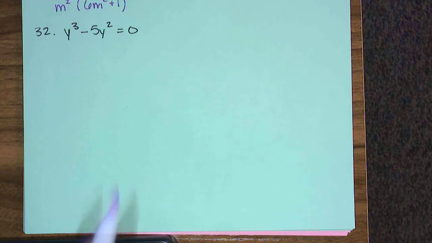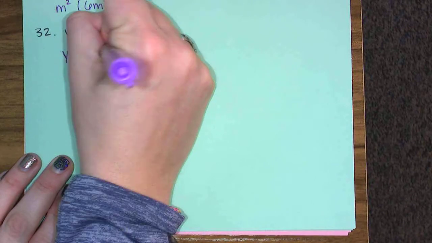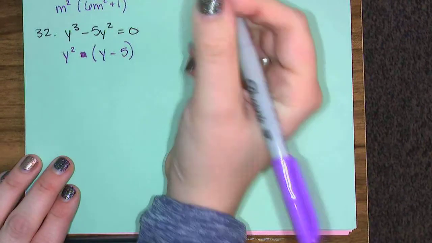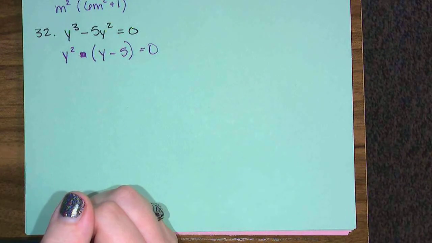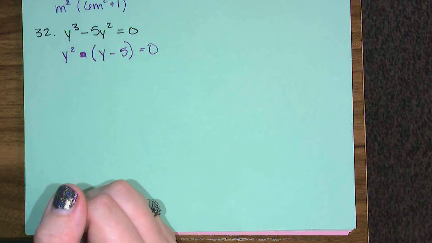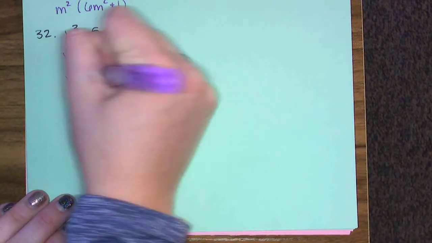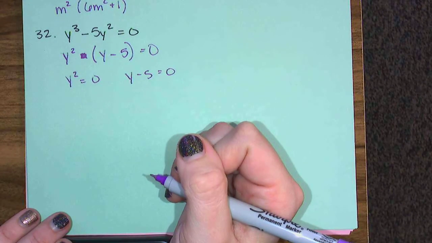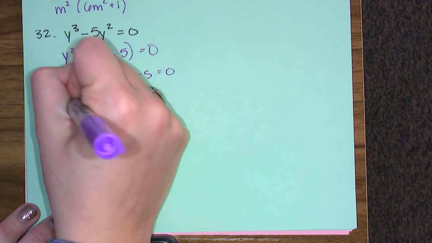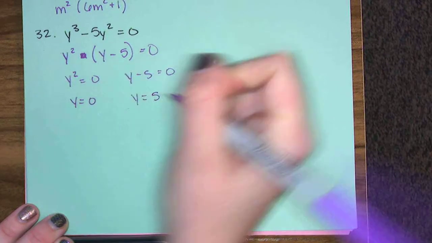Okay, take a y squared out. So y squared times y minus 5, so what's left over, is equal to 0. Now what? I'm solving for y. y squared equal to 0, y minus 5 is equal to 0. You set each piece equal to 0 and then solve for y. So y is equal to 0 or y is equal to what? Okay, and those are your two answers.